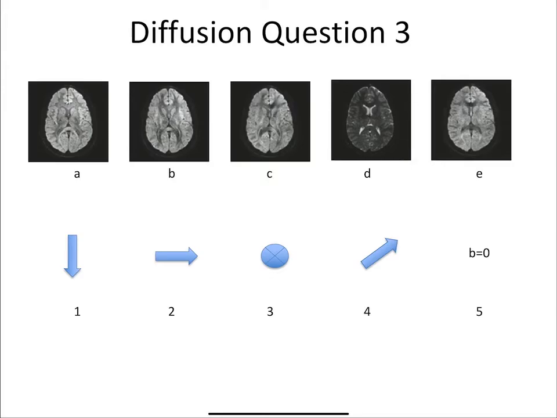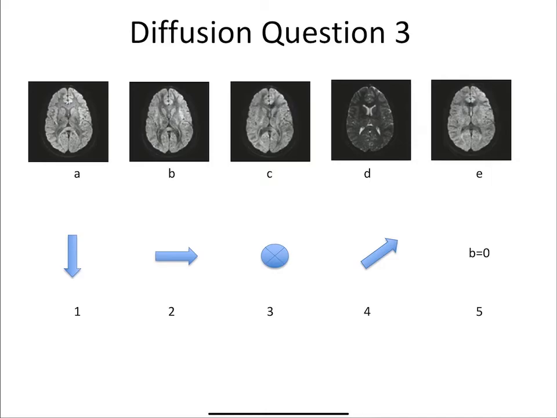Okay, let's take a look at this. So you've got 4 different gradient directions, and then one b equals 0 image. Okay, so let's start out to figure out which of these must be the b equals 0 image, and why. Any guesses? So remember, what tissue has the highest diffusivity? CSF, right? So it's going to be the brightest on the b equals 0 image. Okay, so there's no diffusion weighting applied to that image.